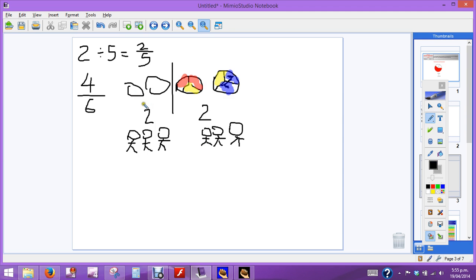I divide my 2 into thirds, and each person can have first that, 1/3, 2/3. So 4 divided by 6 is giving me 2/3 of 1.